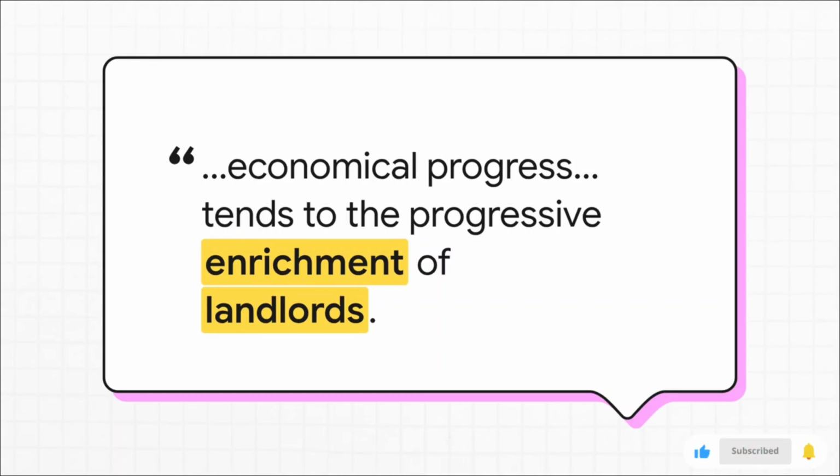So, after looking at all these different scenarios, what's the big takeaway? Well, this quote from Mill nails it. He basically says that because land is the one thing we can't make more of, as society gets richer and more crowded, it's the landlords who end up winning in the end. Rents just keep going up.